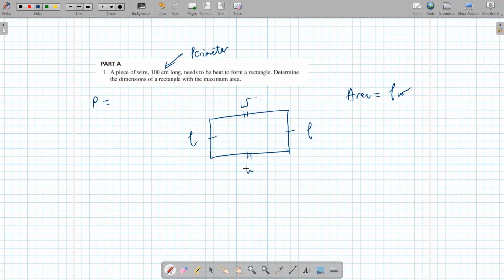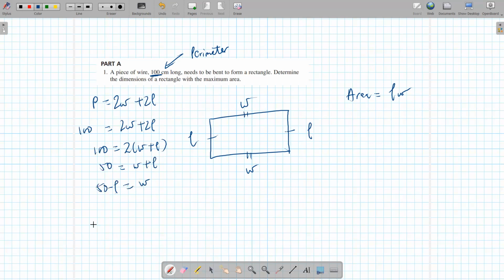What's the perimeter of the rectangle in terms of L and W? So this will be L, this will be W, right? Perimeter is just the sum of all sides: 2W plus 2L. And we know that the perimeter is 100. So 2W plus 2L equals 100. Divide both sides by 2, or pull a 2 out, so W plus L is 50. So that means W is 50 minus L.